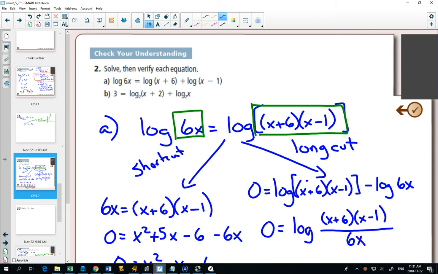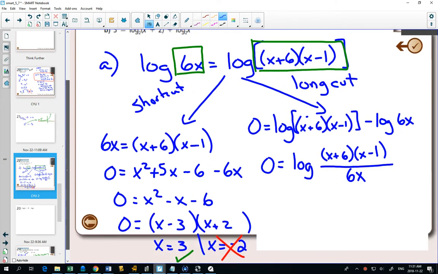If you were to expand it and you got x squared plus 5x minus 6, and then you had that over 6x, that's fine. The reason I didn't expand it is because I wanted to point out that it's exactly the same as the shortcut, just longer. Makes sense? At this point, we have a single logarithm. Now we can use the definition. The definition of a log says, in this case, my base is 10. My exponent would be 0, and it would equal x plus 6, x minus 1, all over 6x.